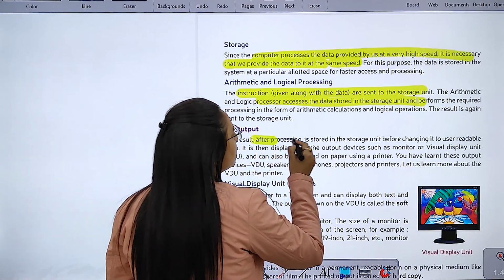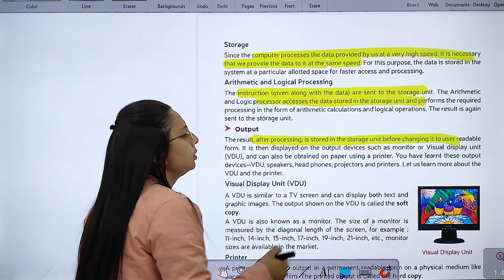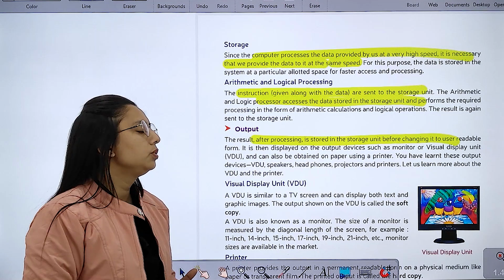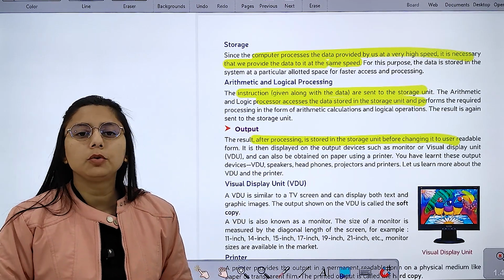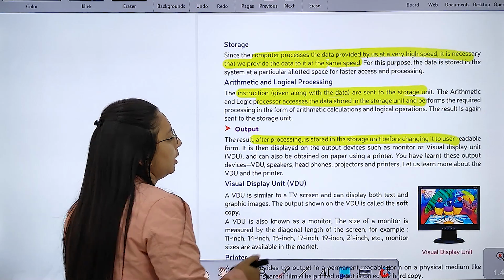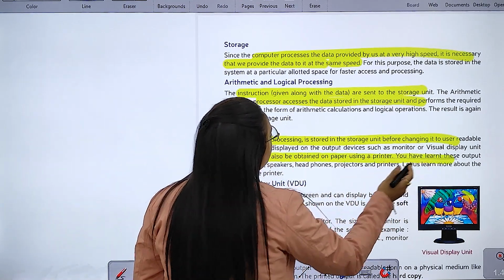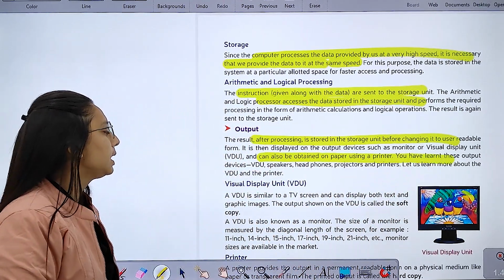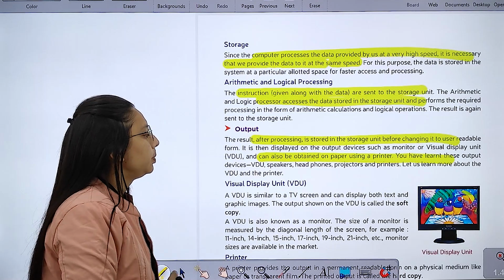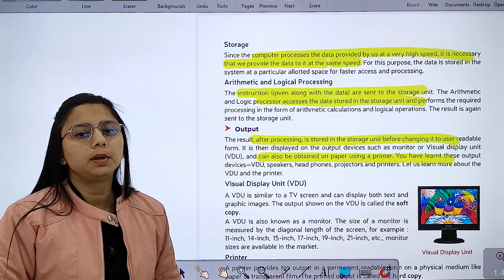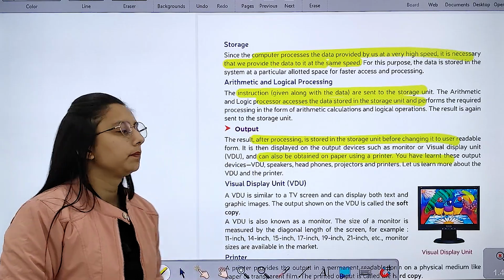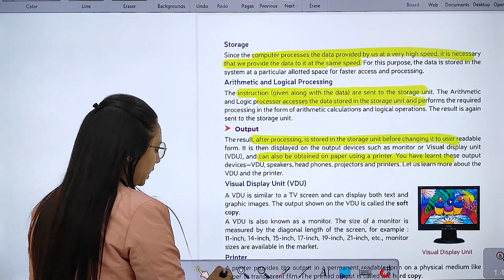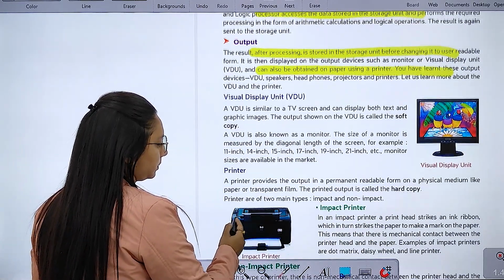Then we have output. The result after processing is stored in the storage unit before changing it to usable readable form. For that we have visual display unit, video, and output can also be obtained on paper using a printer. You have learned these output devices like video, speaker, headphones, projectors and printer. So let us learn more about the video and printer. So what is video? That is visual display unit.